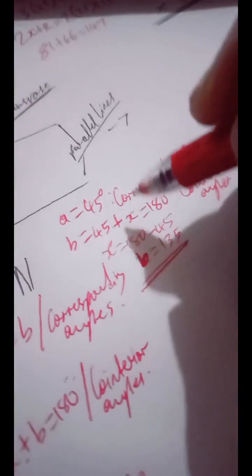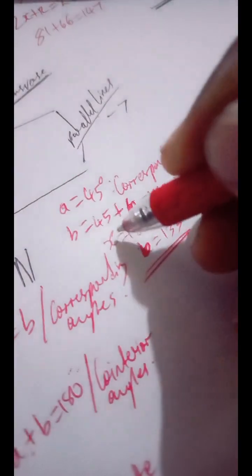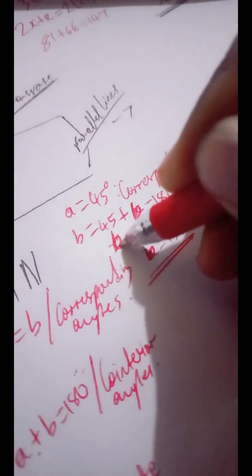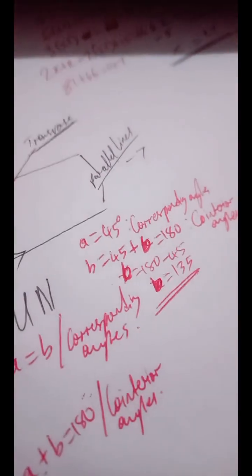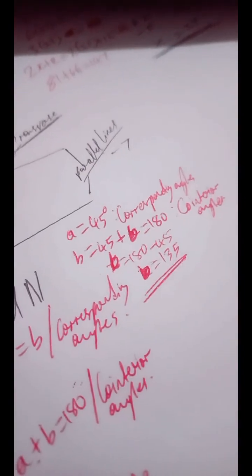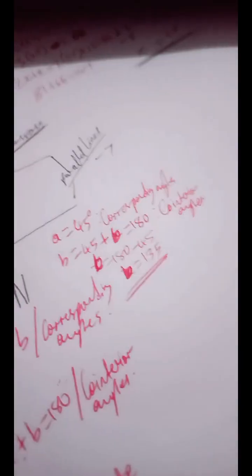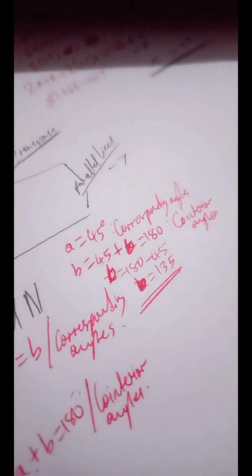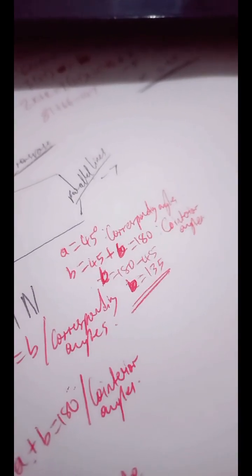Oh, it was supposed to be B, not X. I'm just used to using X. It's supposed to be B. Let me change it so that you don't get confused. It's like this. So B is what? B is 135, guys. I hope we are together here. All right.